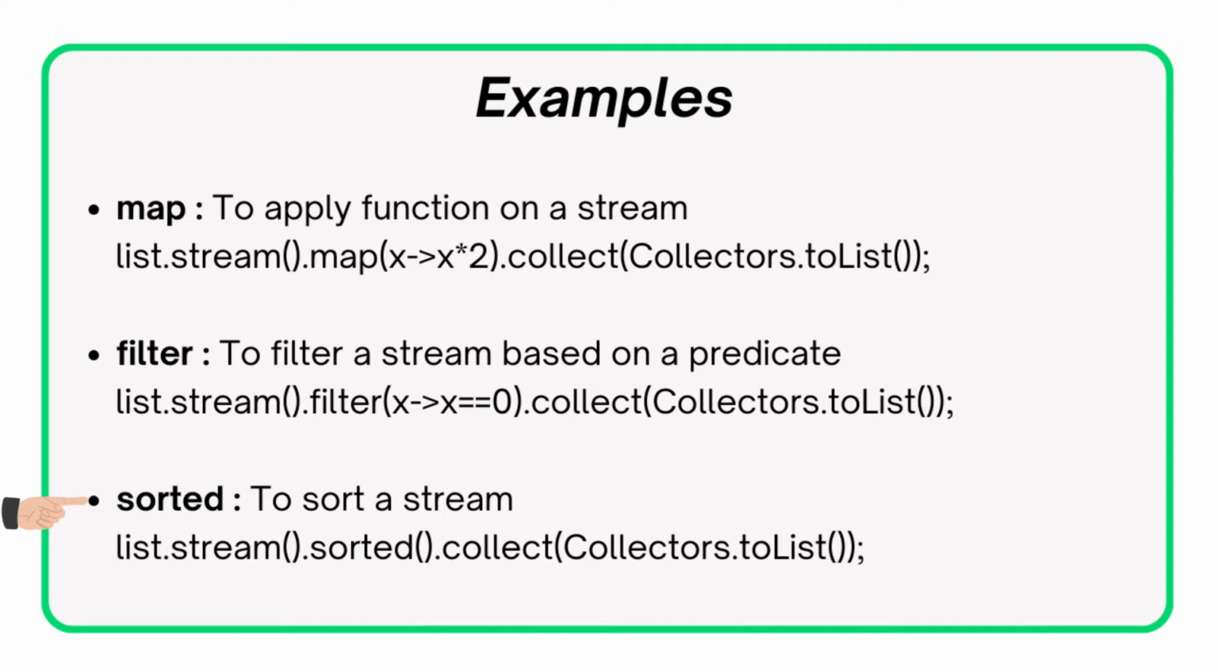Sorted, operation used to sort a stream. So list.stream().sorted().collect(Collectors.toList()). Here again, the stream function returns a sequential stream with this list as its source. Then on that stream, we have used the sorted operation, which will sort the stream in ascending order, and a collect operation to collect the result. And if we want to reverse the order, like if we want the output in descending order, you can just pass Comparator.reverseOrder() in this operation, and it will return a list in descending order.